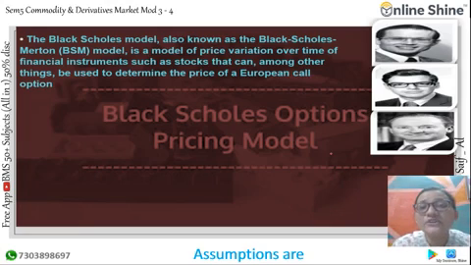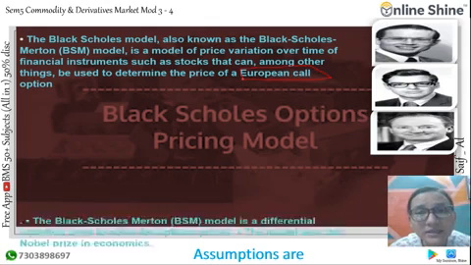But in this method, we use some statistical parametric methods, such as the stock price, among other things. We use it to determine the price of the European call. The difference is very important for MCQs: the Black-Scholes model uses the European call method, and the binomial method uses the American method.